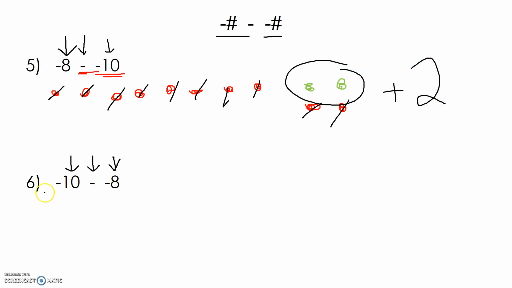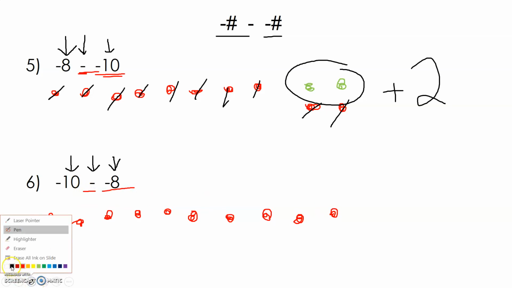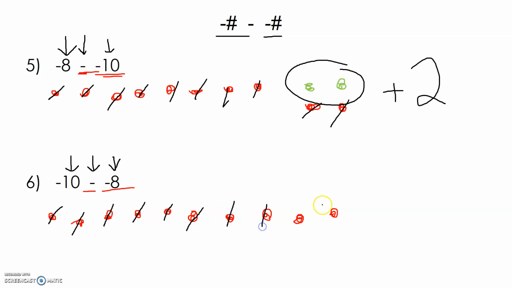All right, so let's try number 6. What if we flip-flop negative 10 and negative 8? So now we have negative 10 counters present. 1, 2, 3, 4, 5, 6, 7, 8, 9, 10. Now let's read the question. It says I want to take away 8 red counters. Do I have 8 red counters present? I do, so I can actually start taking them away. 1, 2, 3, 4, 5, 6, 7, 8. So I'm left with negative 2 as my answer.